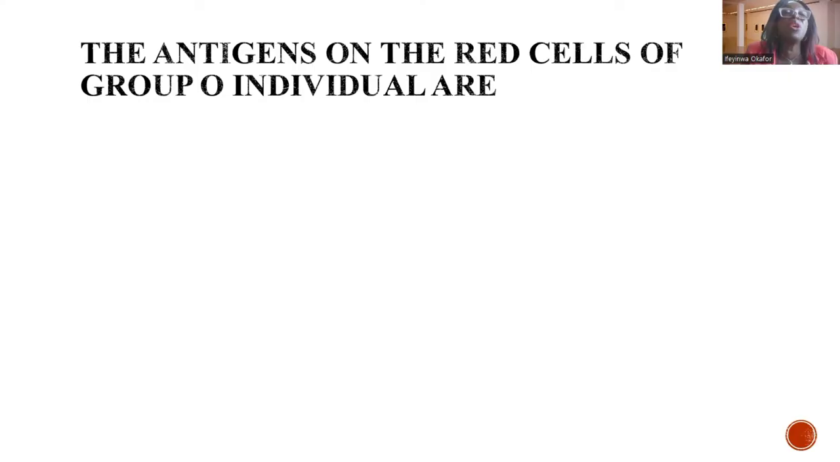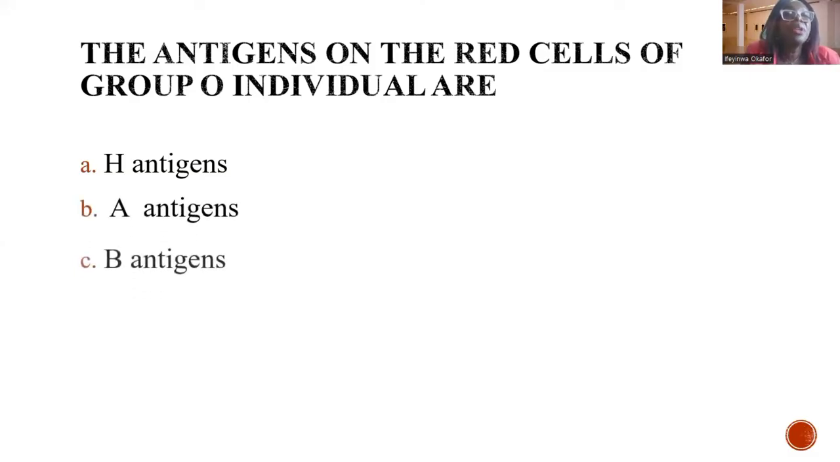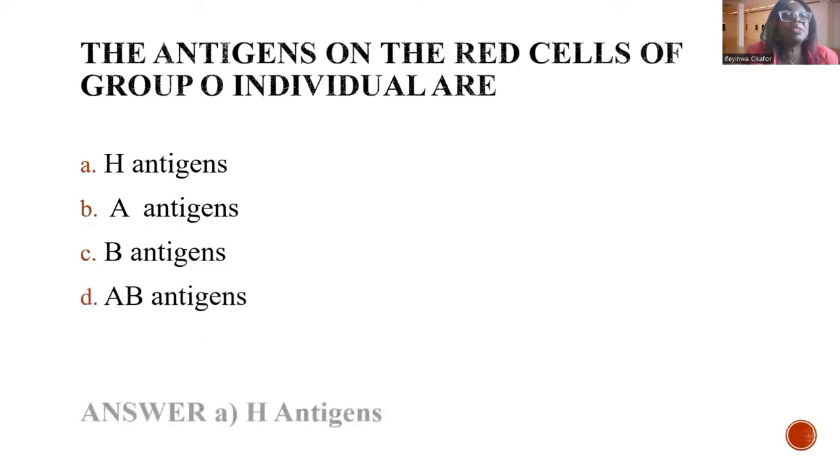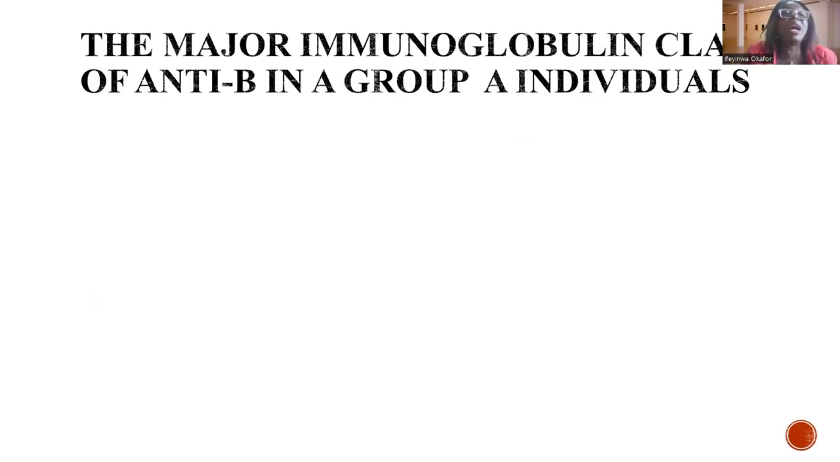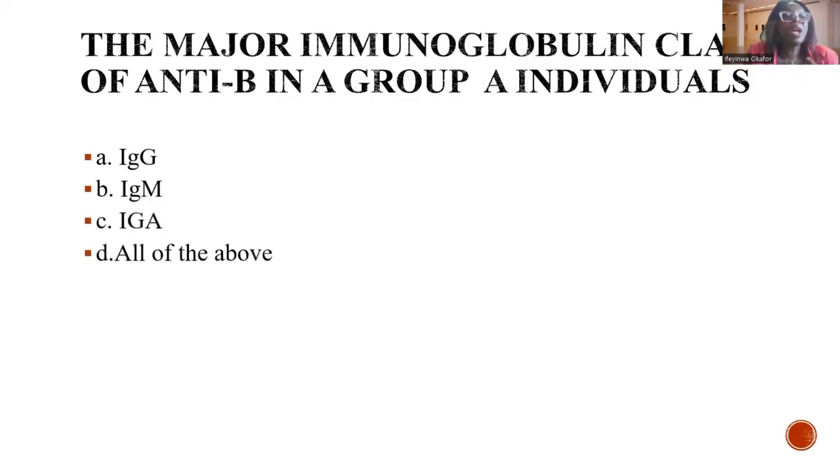The antigens on the red cells of a group O individual are: H antigens, A antigens, B antigens, AB antigens. Answer, H antigens. H antigens are present on a normal group O individual. The major immunoglobulin class of antibody in a group A individual is: IgG, IgM, IgA, all of the above. The answer is B, IgM. Anti-B are naturally occurring antibodies, and they are mostly IgM in nature.